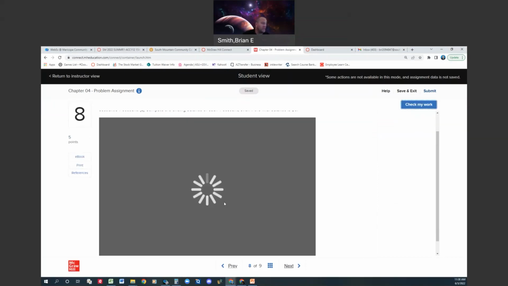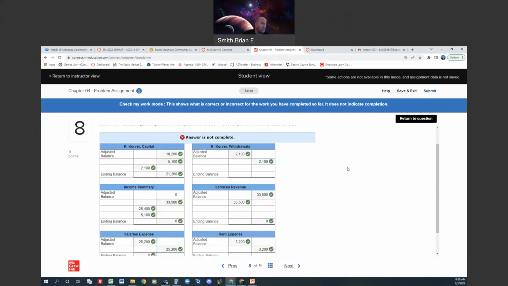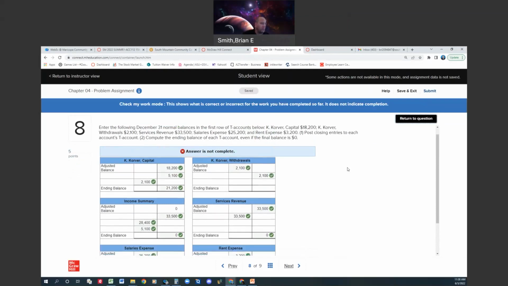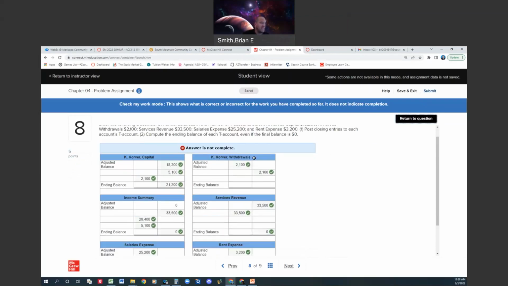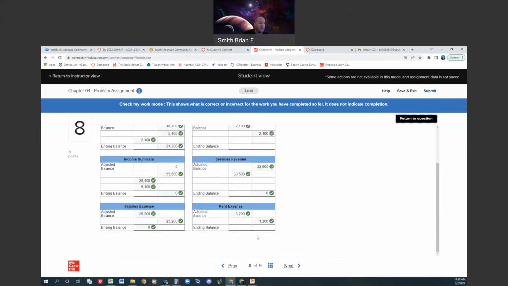Oh, and then it wants the zero probably over on this side. See, sometimes that's why I let you check your work, because if it's some stupid little nuancy thing like this, I want you to be able to do it. And see, look at these. It says all these are right, but it's not complete. It's because we didn't put zeros in the ending balances.